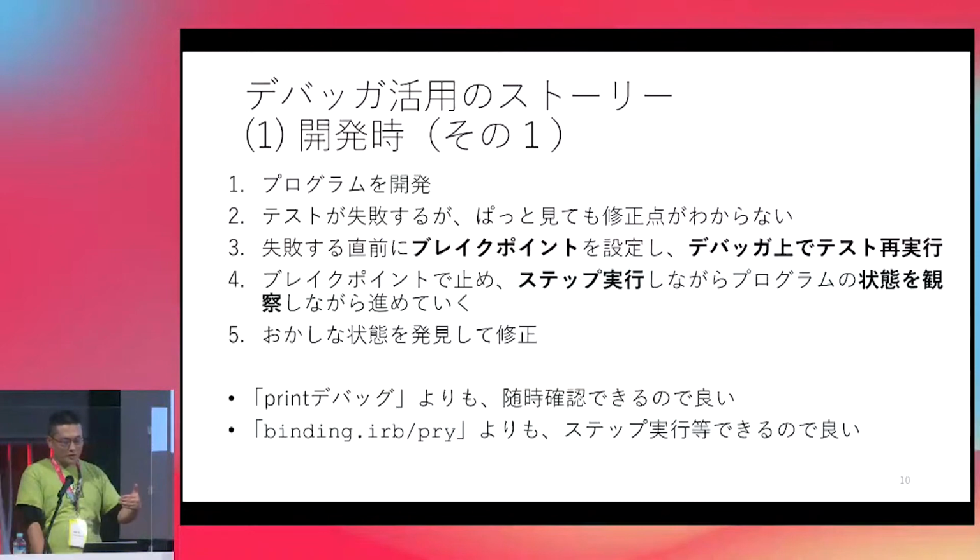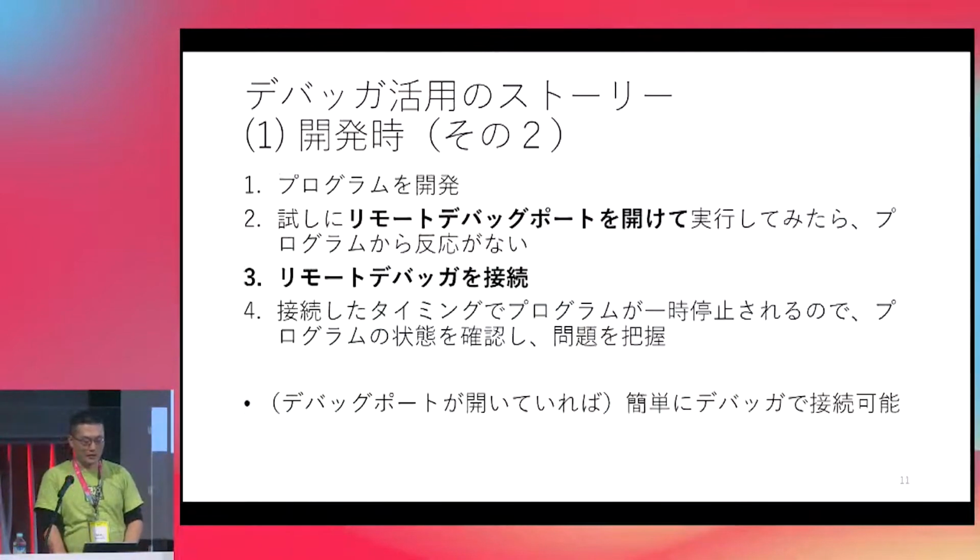So anyway, stop the program and check the status, for example local variables, which may possibly cause the trouble, or just try to move forward step by step. That is a rather interactive way. And compared to the binding of pry, I think step execution is possible. That is a good point.